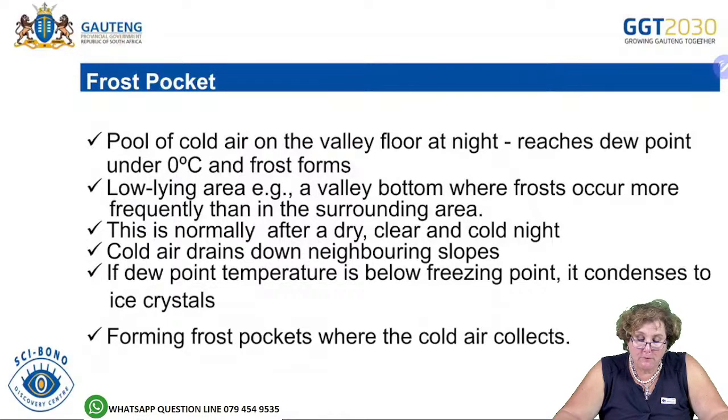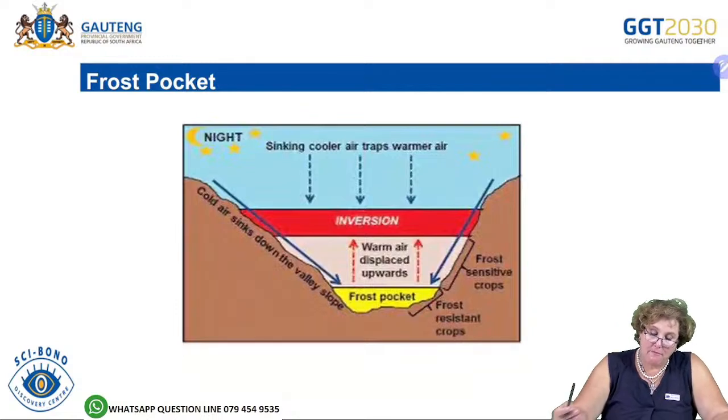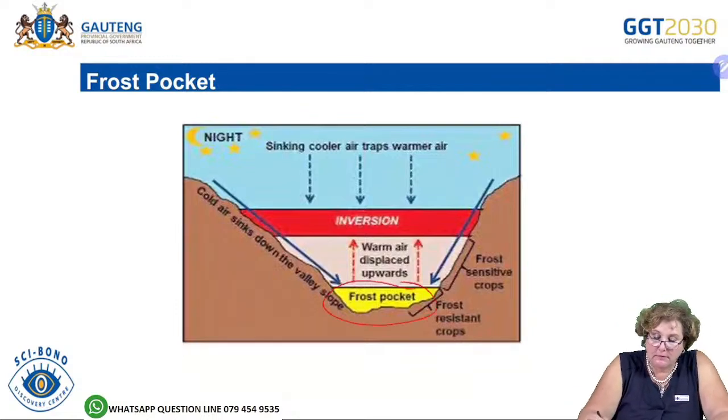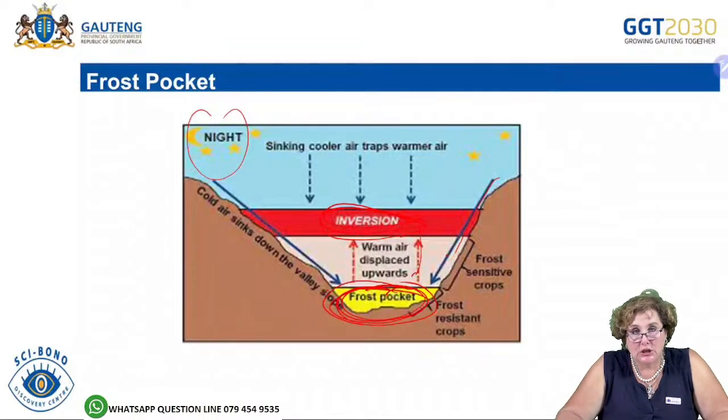Frost pockets form where the cold air collects. So there I have my frost pocket at the bottom. I have the cold air. Remember, it's night, the cold air sinks down. That air is cold. There's my warm inversion layer with my warm air. Now, when this cold air reaches dew point temperature below 0 degrees, we have frost.